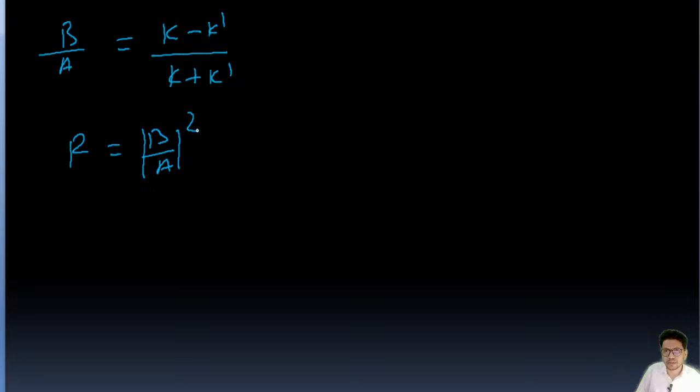From there, the value of B upon A is going to be (K minus K dash) upon (K plus K dash). Very simple calculation. Then R is, we know, mod B upon A square. So this is going to be mod (K minus K dash) upon (K plus K dash) square. This is the reflection coefficient if energy is greater than V naught, step potential.